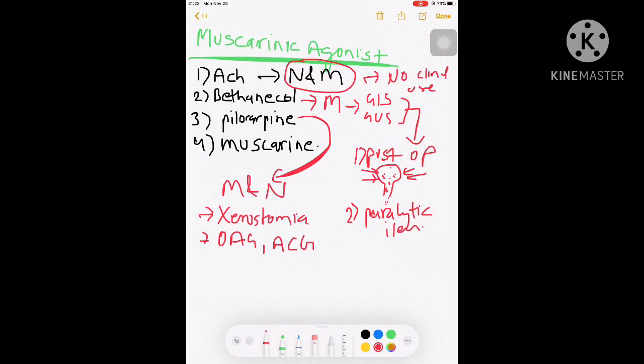What happens is that pilocarpine causes miosis by contracting the sphincter pupillae muscle. It also opens the trabecular meshwork around the canal of Schlemm, thus facilitating aqueous humor drainage and decreasing intraocular pressure, thus it is used in this. The fourth one is muscarine. I wrote it because it is one of the most important components of poisonous mushrooms. That is the only reason why I wrote muscarine here.